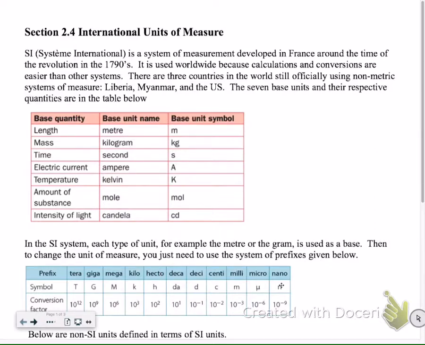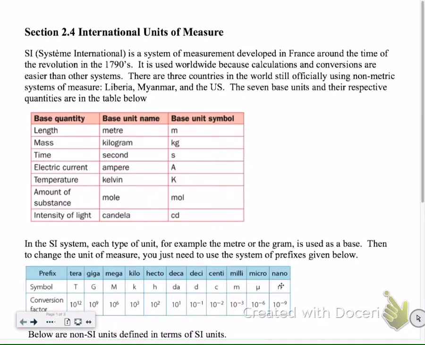So the International Units of Measure, or SI, Système International, was a system of measurement that was developed in France around the time of the revolutions in the 1790s. It's used worldwide because the calculations and conversions are easier than other systems.